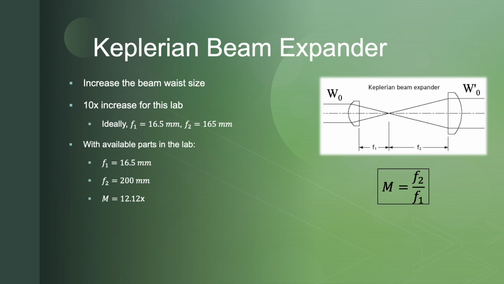In this lab, we are required to have a magnification of at least 10x. Ideally, we would use the 16mm focal length objective with a 160mm focal length collimator, but with limited available optics, we used an f1 of 16mm and an f2 of 200mm, resulting in a magnification of 12x.